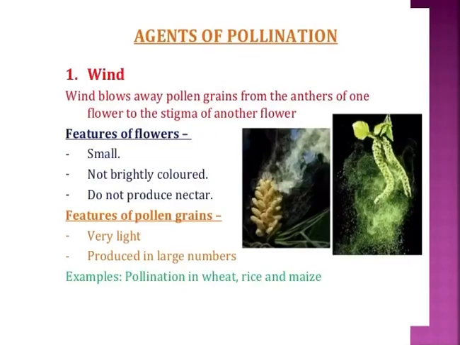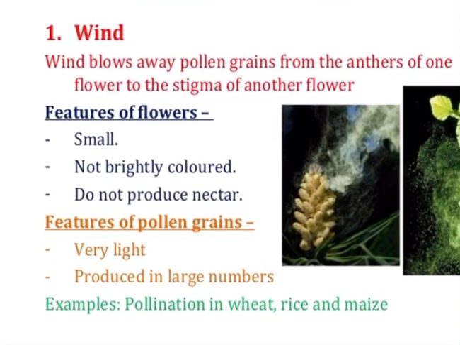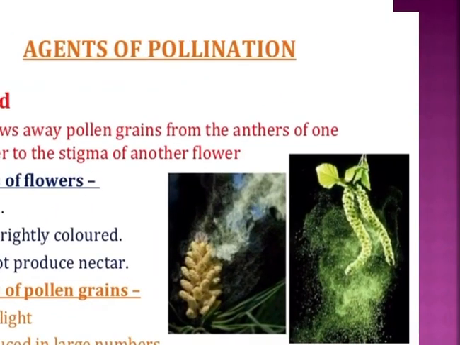Now, what are the various agents of pollination? First, wind. Wind blows away the pollen grains from the anther of one flower to the stigma of another flower. The features of flowers that are pollinated by wind are: they are small, not brightly colored, and do not produce nectar. The pollen grains are very light and produced in large numbers. Examples are wheat, rice, and maize, all of which are wind pollinated flowers.